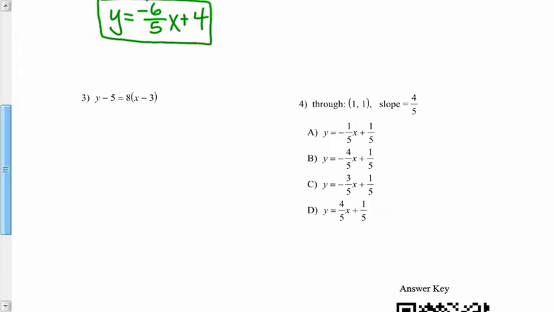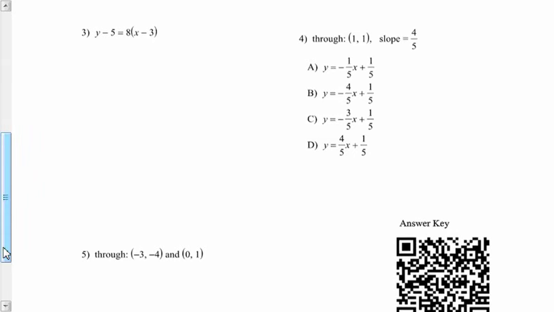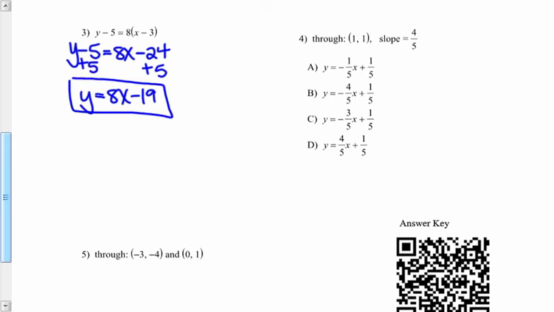All right, so taking a look at number 3. So currently number 3 is in point slope form. So what I'm going to do is take that point slope form and we're going to put it in slope intercept form so that y equals mx plus b. So just like we practiced on our notes, we're going to start by distributing that 8. And then we're going to get y by itself by adding 5. And we have y equals 8x, and that would be minus 19. So that would be my final answer on number 3.